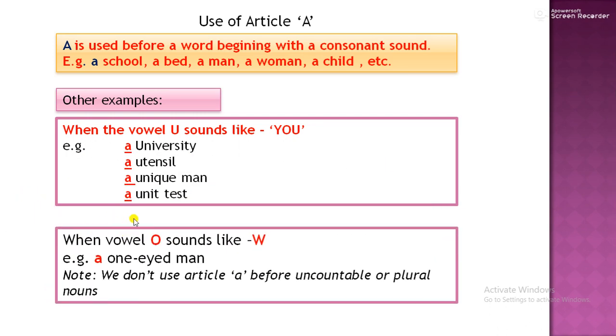And one more such example is when vowel O sounds like W, it will give W sound, not O sound. So now A, one-eyed man, a one-eyed man. Then we don't use article A before uncountable or plural nouns. So this you are to remember.